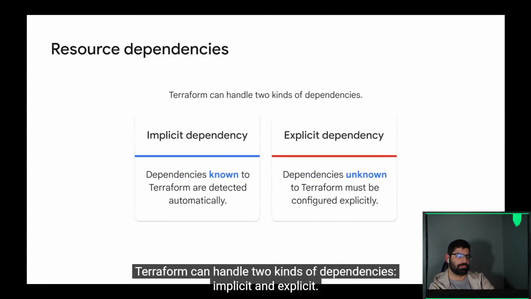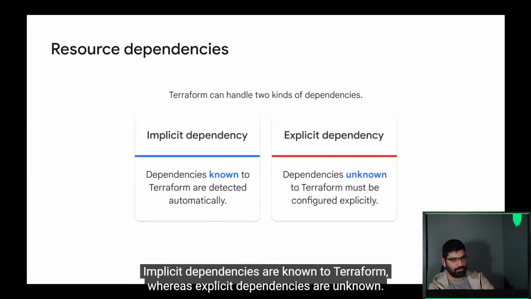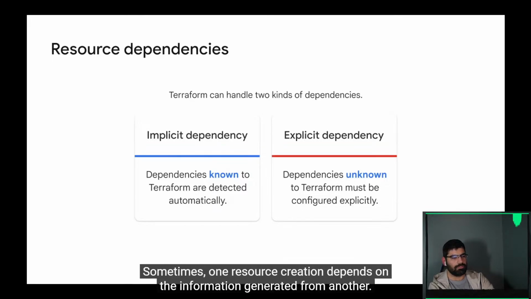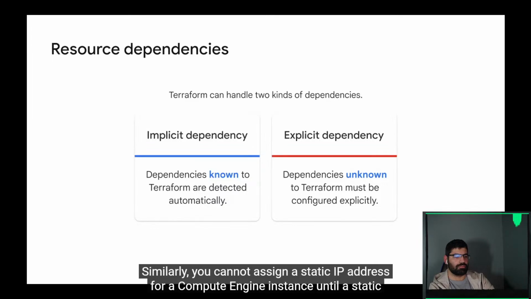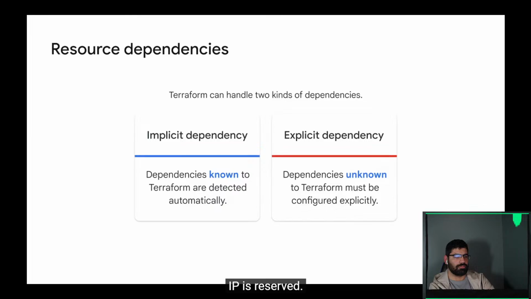Terraform can handle 2 kinds of dependencies, implicit and explicit. Implicit dependencies are known to Terraform, whereas explicit dependencies are unknown. Sometimes one resource creation depends on information generated from another. For example, you cannot create a compute instance until the network is created. Similarly, you cannot assign a static IP address for a compute engine instance until a static IP is reserved.